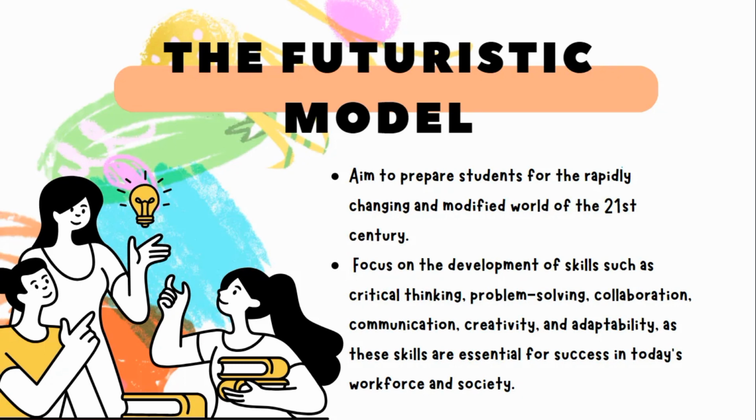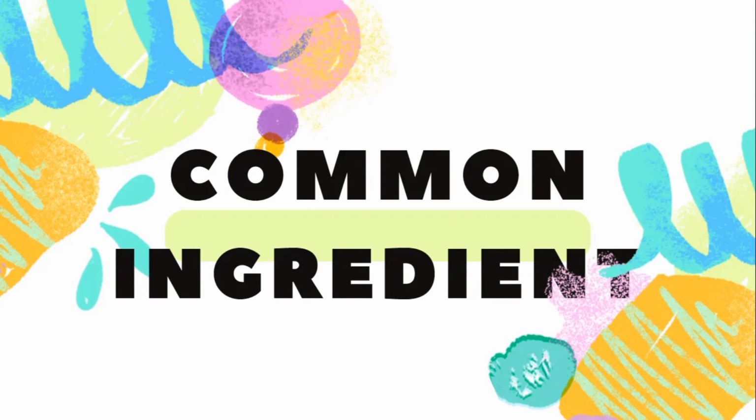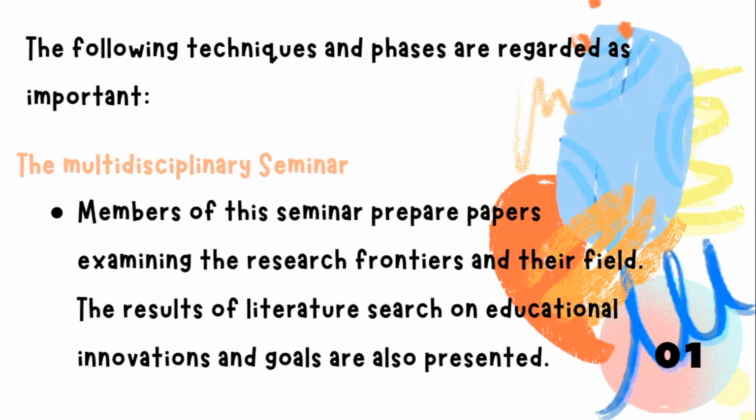It focused on the development of skills such as critical thinking, problem solving, collaboration, communication, creativity, and adaptability, as these skills are essential for success in today's workforce and society. We have the common ingredients of the futuristic model. The following techniques and phases are regarded as important. The first ingredient of the futuristic model is the multidisciplinary seminar.